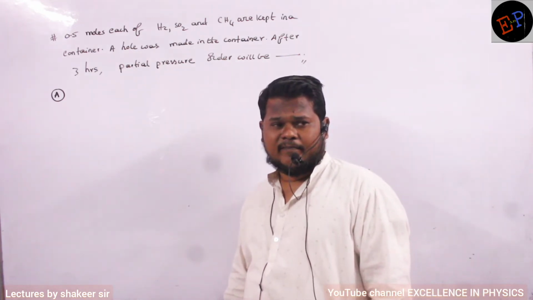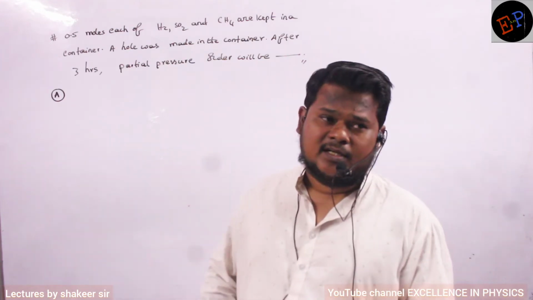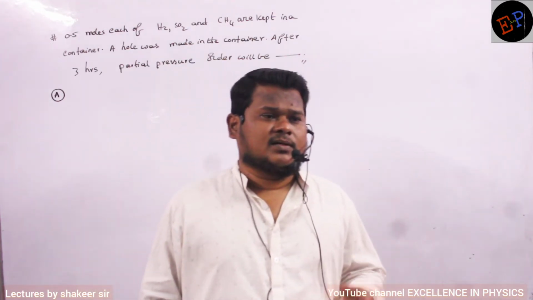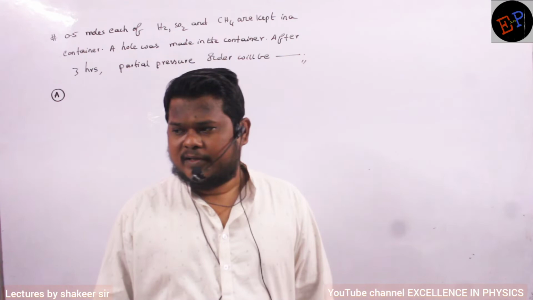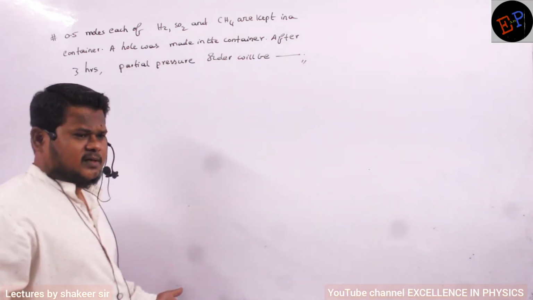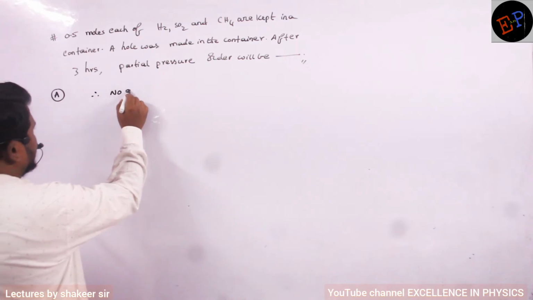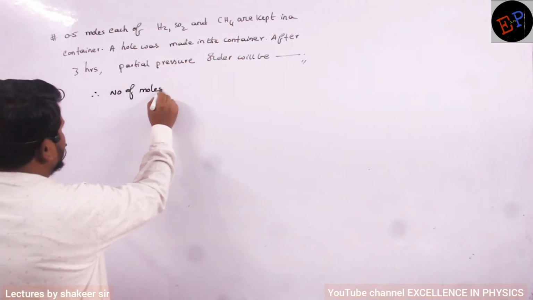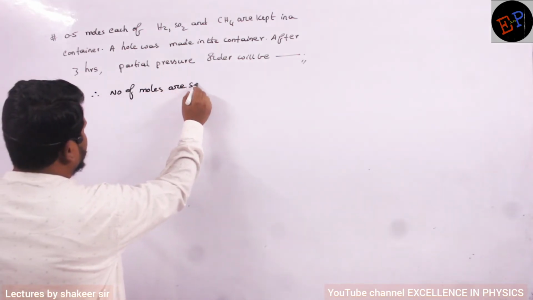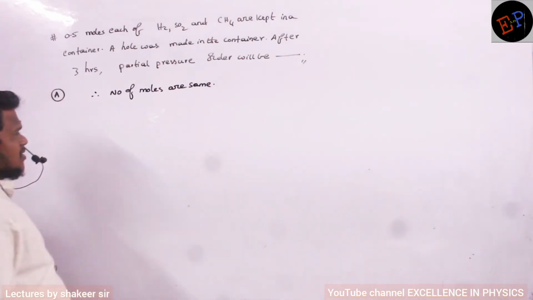What do you understand? Pressure is a constant. It means every gas will exert the same pressure on the walls of the container. Are you able to? Because the number of moles are the same. So therefore what we write, the first observation is the number of moles are the same.